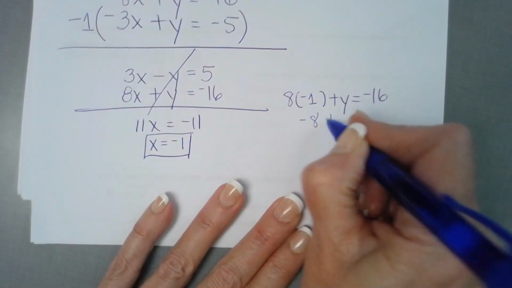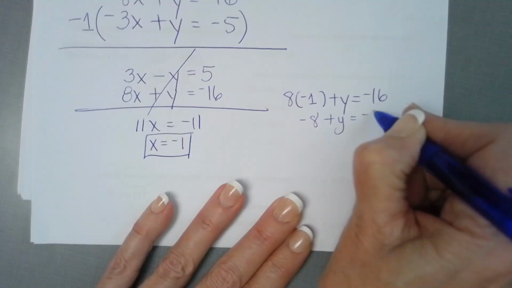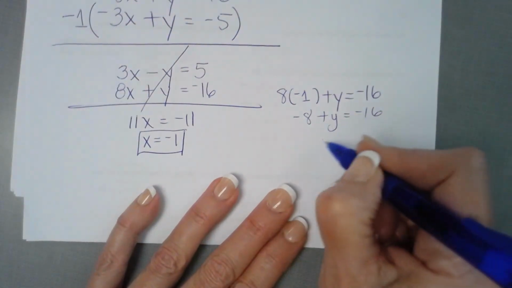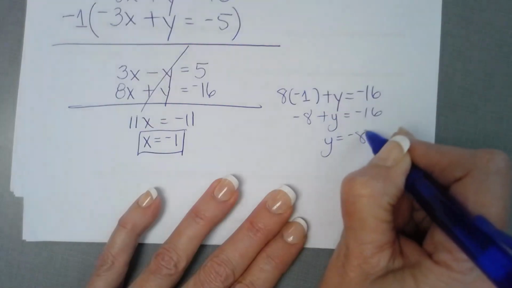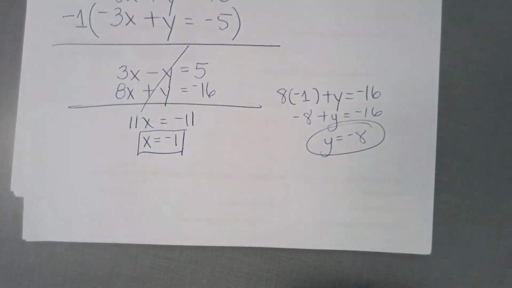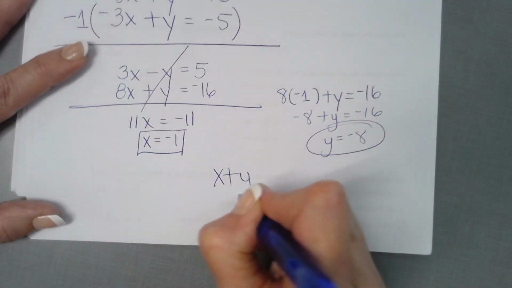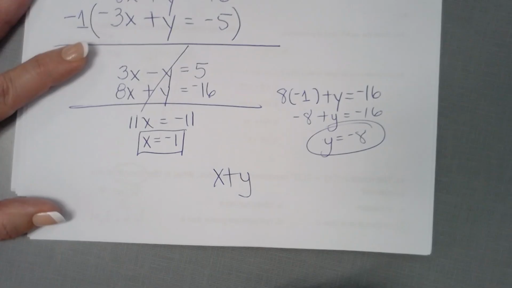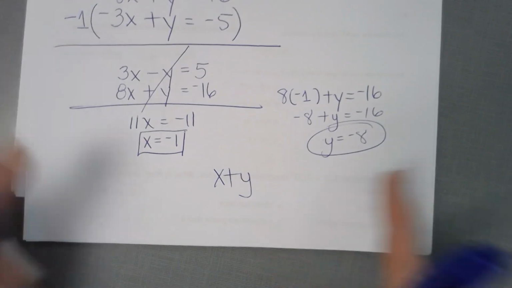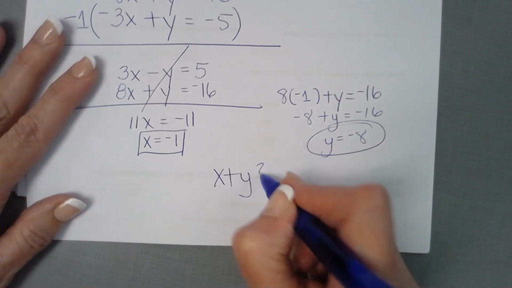Okay. Hopefully you got -8 plus y equals -16, and you got to add 8 to both sides, and you end up that your answer for the y is -8. What if the question was, what's the x coordinate? The answer would be -1. What if the question was, find the y coordinate? It'd be -8. What if the question was, find x plus y? It would be -9.